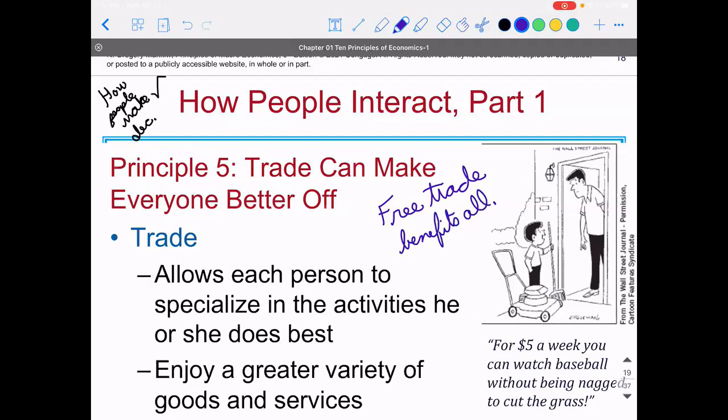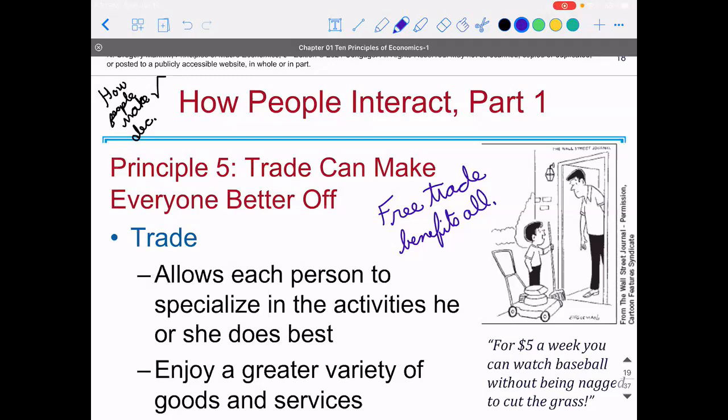Ooh, there's a joke here. For $5 a week, you can watch baseball without getting nagged to cut the grass. I don't get it. It's really not a funny joke. That's really not a funny joke, and it's from the Wall Street Journal. And generally, I like Wall Street Journal jokes, but that's not really a funny joke.